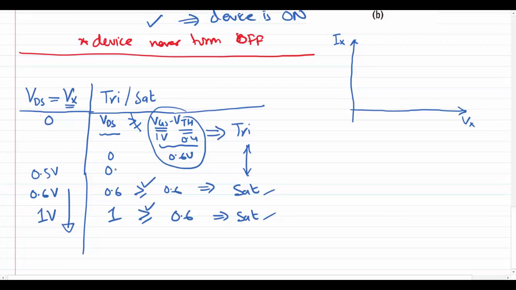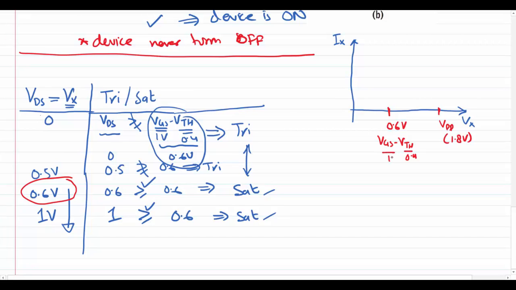If Vx is 0.5, VDS is 0.5, and we have always 0.6 here, we have an inequality which is not true, therefore we are in a triode region. So from here I can say that this is the value of Vx where the device changes its mode of operation. Let me label this axis. This is VDD, which is 1.8 volts, and this is 0.6 volts, which we can also write as VGS minus VTH, because this is 0.4 and this is 1 volt, so this turns out to be 0.6 volts. So this point is VGS minus VTH, this point is VDD.